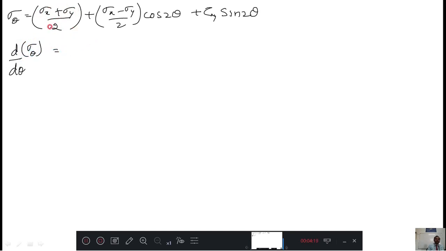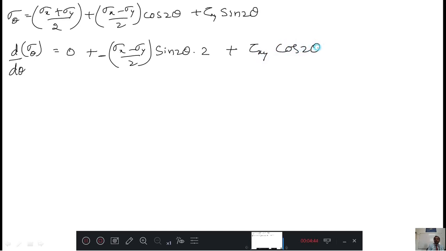Then what you are going to get? See, these are constant, I said. Constant differentiation becomes 0. And this differentiation becomes what? Sigma x minus sigma y by 2, minus sin 2 theta. Cos is there, therefore minus sin 2 theta into 2, plus. Then here I will get tau xy as it is. Sin 2 theta differentiation is cos 2 theta into 2. Then what I have to do? This differentiation I need to make equal to 0.